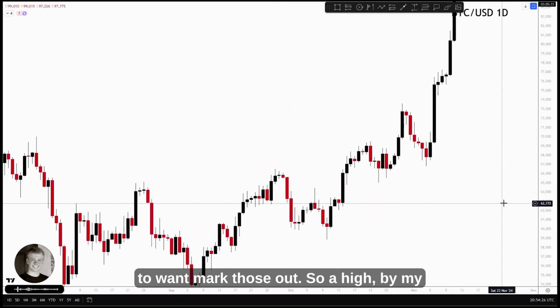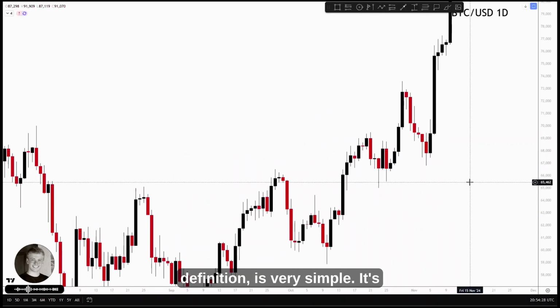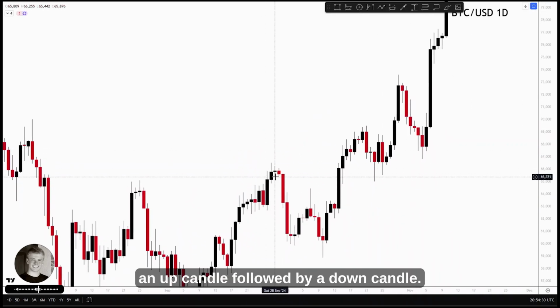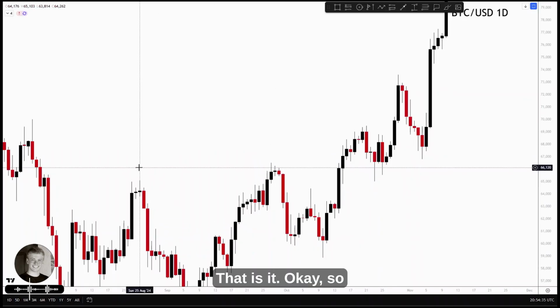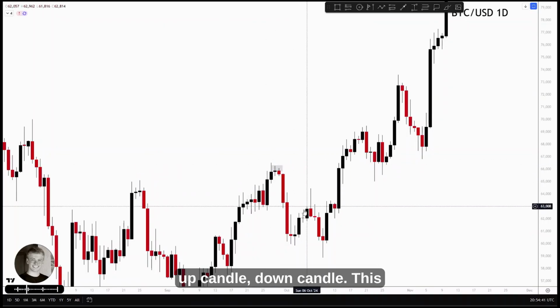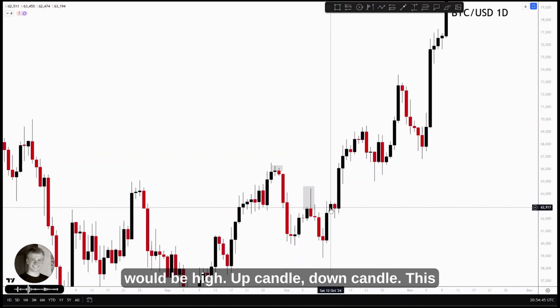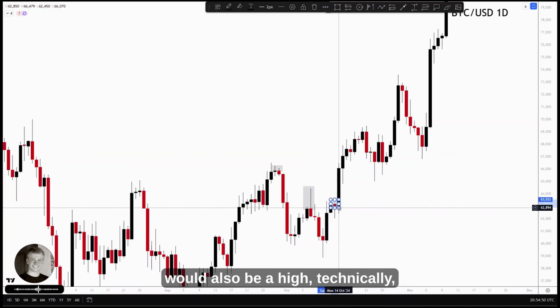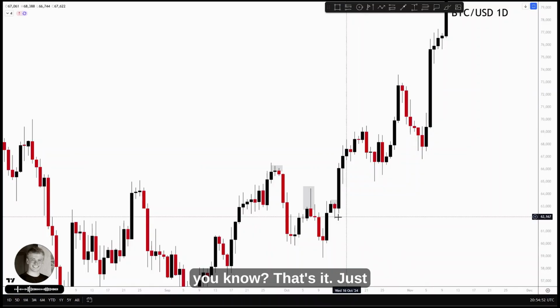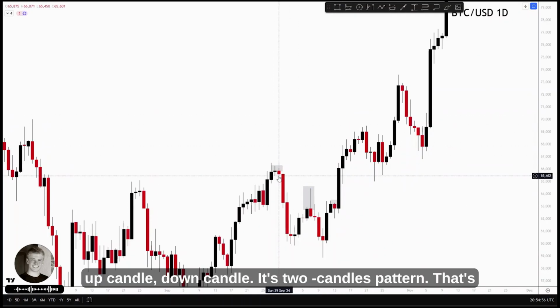So a high, by my definition, is very simple. It's an up candle followed by a down candle. That is it. Okay? So this would be a high, up candle, down candle. This would be a high, up candle, down candle. This would also be a high, technically. That's it. Just up candle, down candle. It's a two candle pattern.